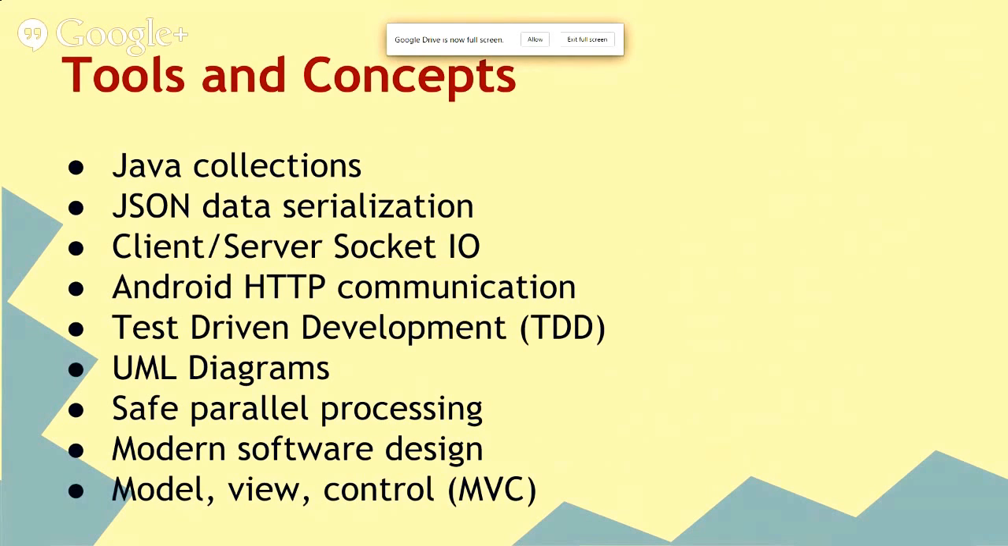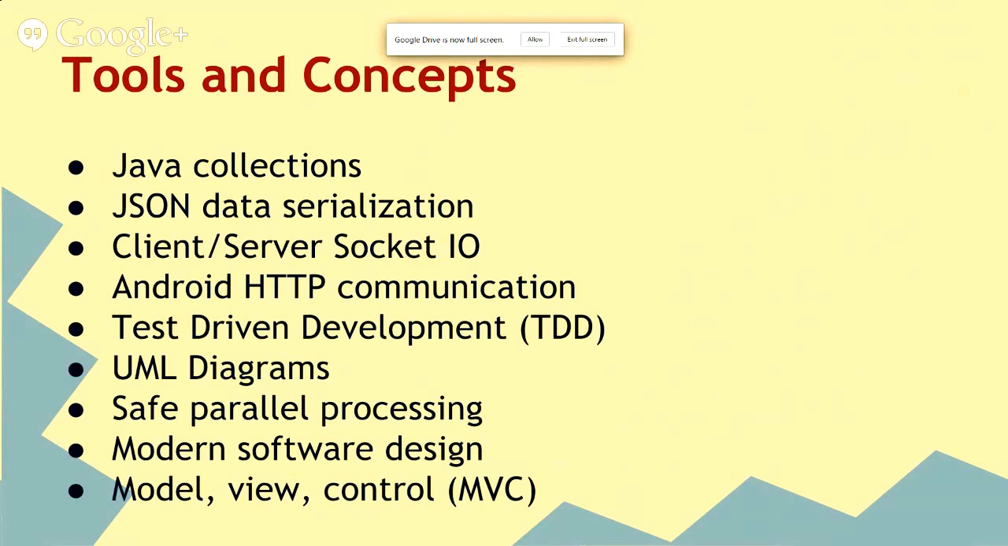Some tools and concepts for this application: it's going to use Java collections, JSON data serialization for all the text that gets inserted. It'll be a client server socket IO, and it will have the Android HTTP communication, and we'll use that to send and receive data from the application. It will be test-driven development, so we'll write a little bit of code and then test it, fix it, and then write a little more code, kind of just adding on. And it's a never-ending process until, I guess, we're satisfied that the application is working how we want it to.